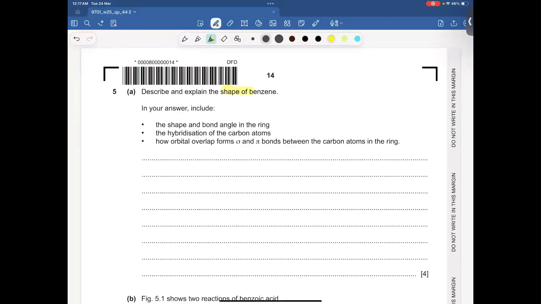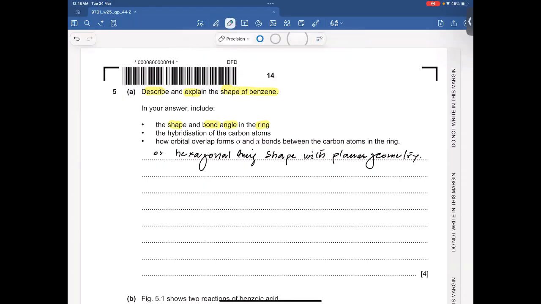Describe and explain the shape of benzene. Your answer includes shape, bond angles in the ring. Hexagonal ring shape with planar geometry. With an angle of 120 degree.